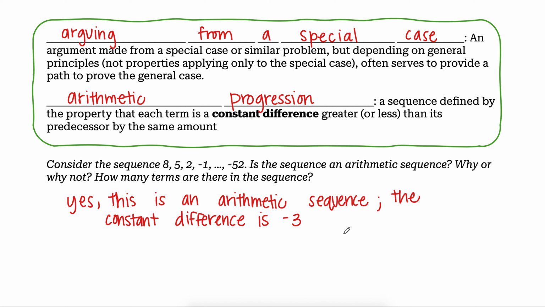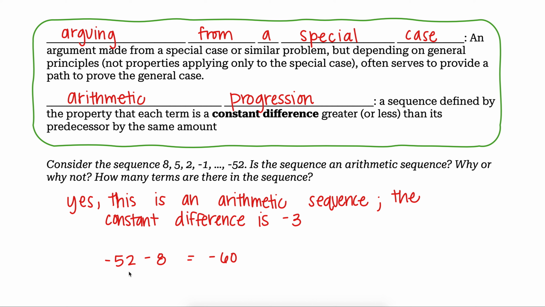And then the second question there, how many terms are in the sequence? Like I mentioned a moment ago, you could write out the entire sequence, totally fine, but there is a shortcut. To find the number of terms, you take the last term in the sequence minus the first term. So that's negative 52 minus 8, which gives us negative 60.